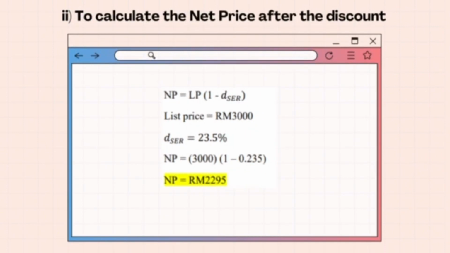Calculate the net price after the discount. We need to use the net price formula: net price equals list price times (1 minus DSER). The list price equals RM3,000 and DSER equals 23.5%. So net price equals 3,000 times (1 minus 0.235). The answer is RM2,295.